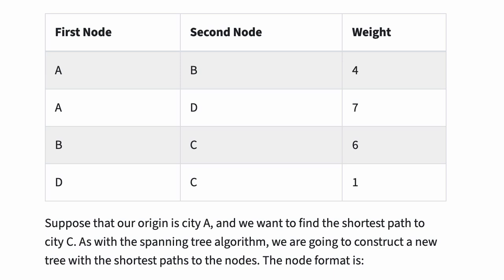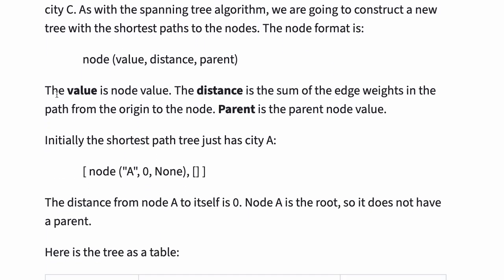The node format is node value distance parent. The value is the node value. The distance is the sum of the edge weights in the path from the origin to the node. Parent is the parent node value.